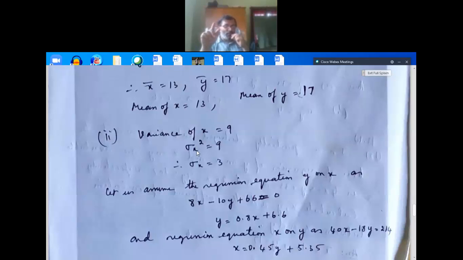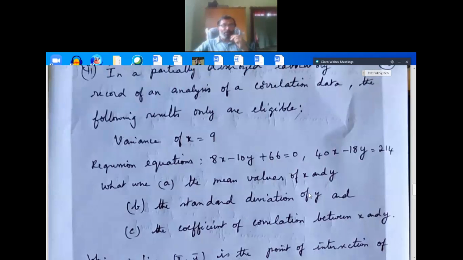So variance is equal to square of standard deviation. So variance of x is 9. So sigma x squared is 9. So sigma x is 3. Plus or minus 3, we take only positive here. We consider only positive standard deviation. Negative case, no need.